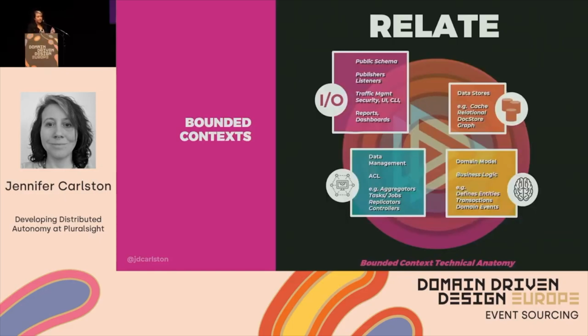So BCs need to be able to take data in from other sources. We add security, reports, dashboards, CLIs, as well as publishers and listeners to connect to the Rabbit cluster, the system-level event store, and the self-healing APIs. We implement an anti-corruption layer between the data store, the public schema, and the domain model.